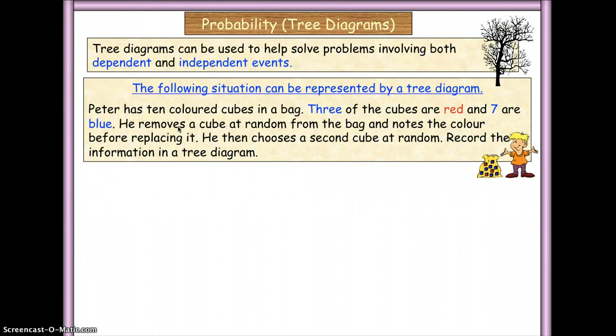Okay, so as I have said, tree diagrams are used to solve problems involving dependent and independent events. A tree diagram will also help you visualize the problem. Okay, so given this problem, Peter has 10 colored cubes in a bag. 3 of the cubes are red and 7 are blue. He removes a cube at random from the bag and notes the color before replacing it. So he puts the cube back. He then chooses a second cube at random. Then he records it again.